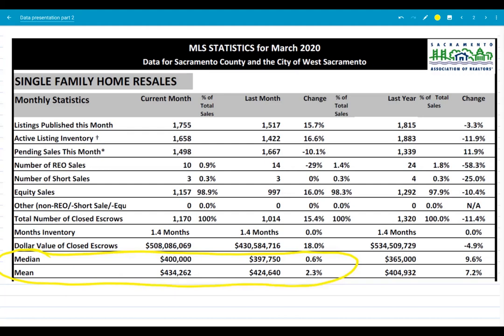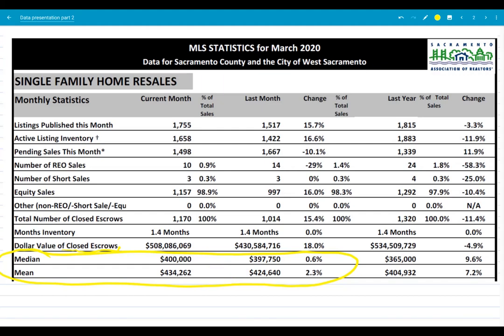The median and the mean. The value of the houses that sold, closed escrow, those are the houses that sold. This word, closed escrow, means the property changed hands. So the total value of the houses in this data is $508 million during the month of March 2020. But the median house was $400,000. The mean, or the average, was $432,000.